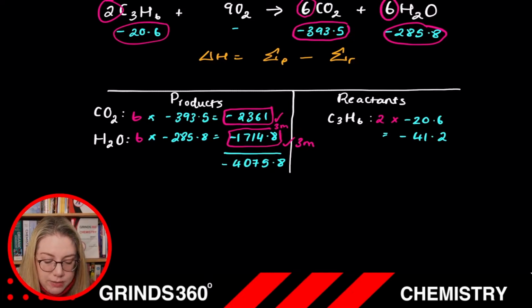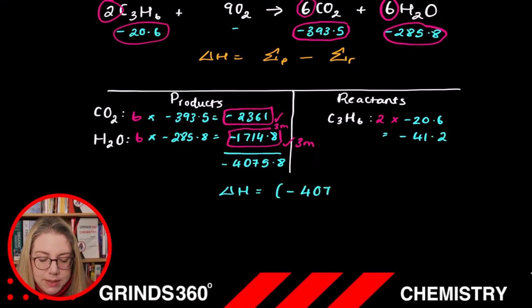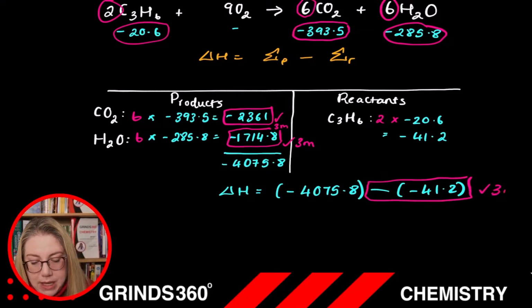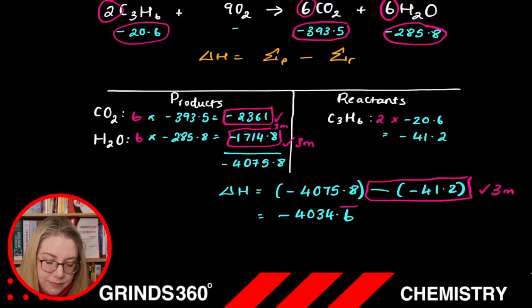So my delta H, substitute them into the equation above, use brackets, minus 4075.8 minus the sum of my reactants, minus 41.2. For minus 41.2, we get our next 3 marks. If you prefer to rewrite that as plus 41.2, that's absolutely fine. Then, when we add those together on a calculator, so minus 4075.8 plus 41.2 is minus 4034.6 for 3 marks.